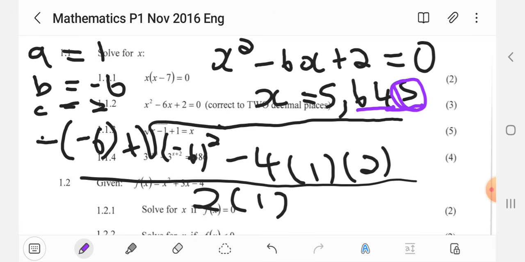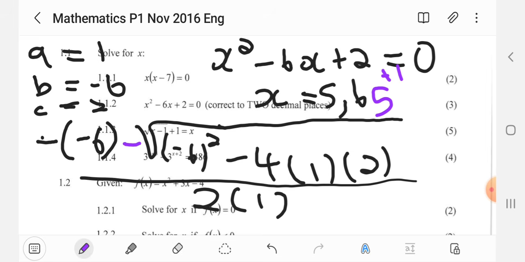So if the digit after the 2 decimal places is 5, 6, 7, 8, or 9, the number goes up by 1. So it's like 4 plus 1. Okay, so we will have 6.5. But if it was 4, 3, 2, 1, or 0, the 4 would still remain the same.